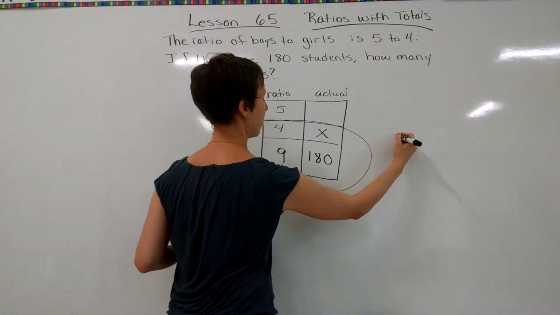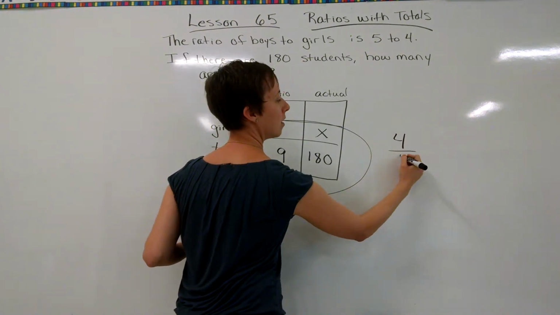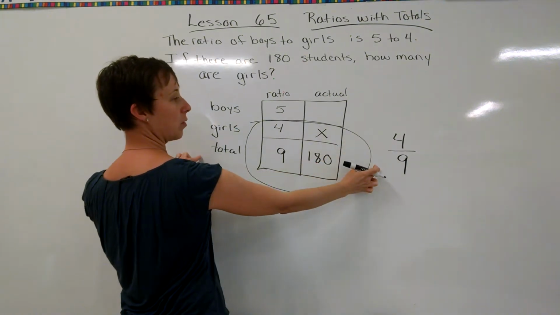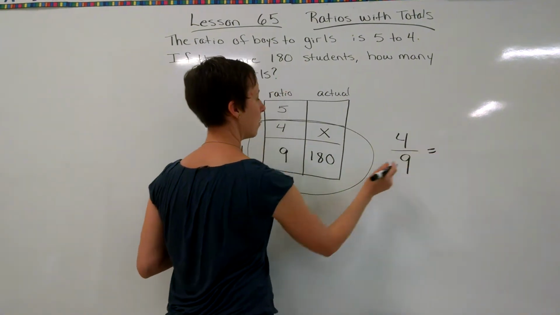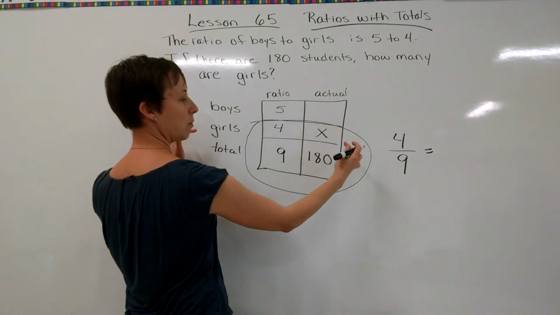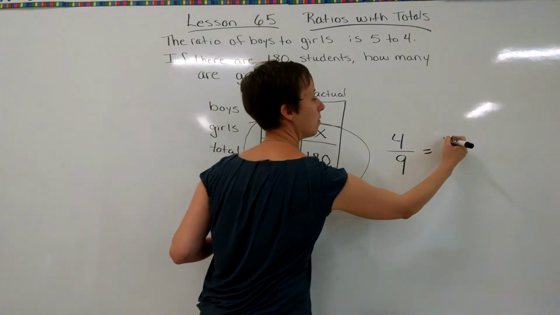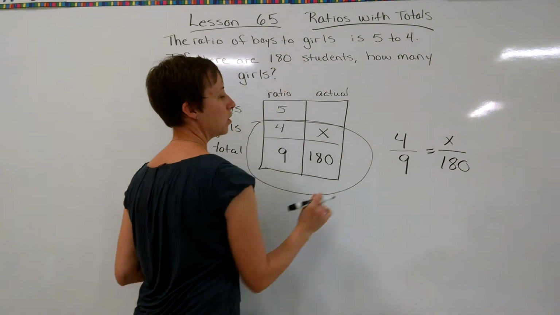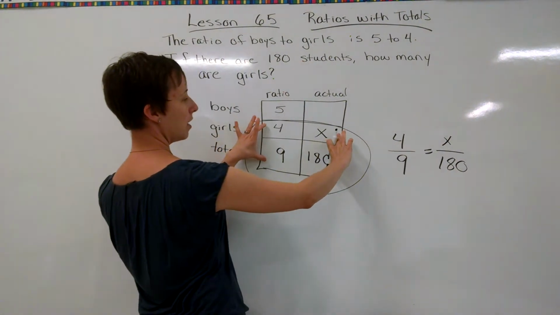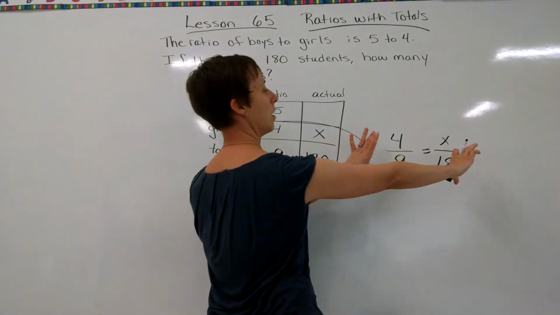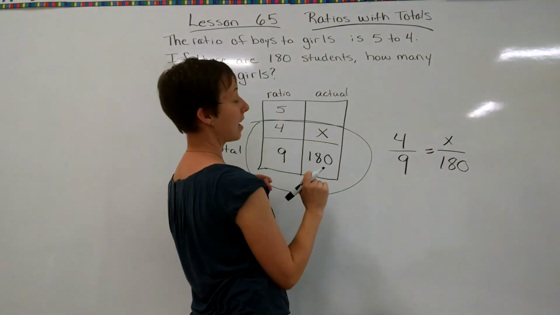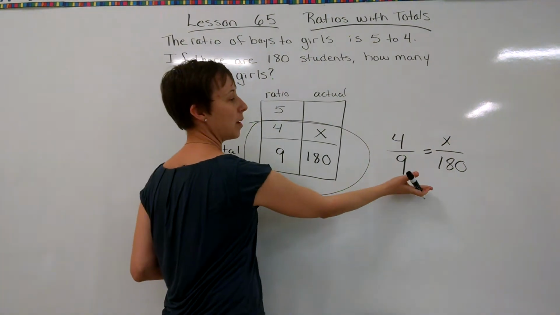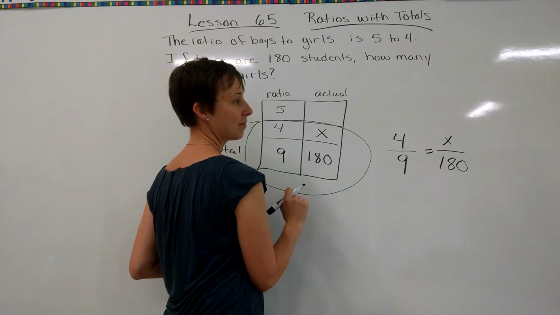If I was to rewrite it, I could write it as 4 to 9, which in this case is the number of girls compared to the total, is equivalent to the actual number of girls compared to the total. We don't know the actual number of girls, that's what we're trying to find, but we do know the total. If I look at these two, and I rewrite it over here, it looks exactly the same, all I did is put an equal sign in the middle. I'm able to use what I know about ratios and proportions to be able to solve this problem. Do you remember how?